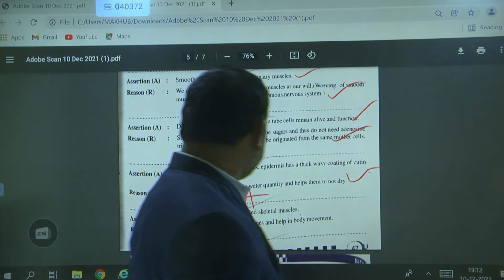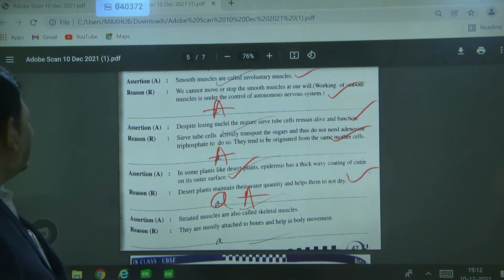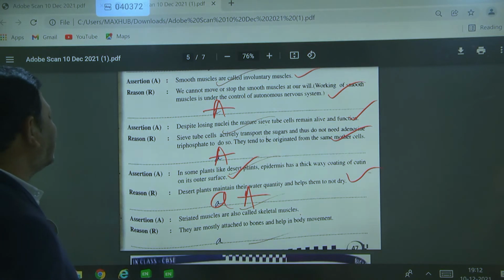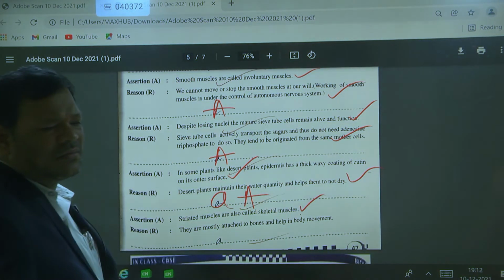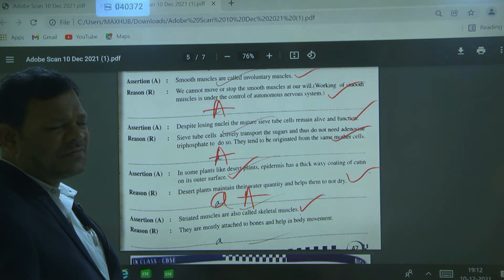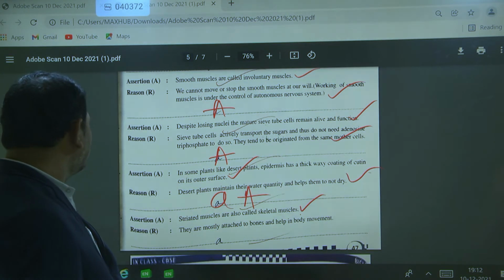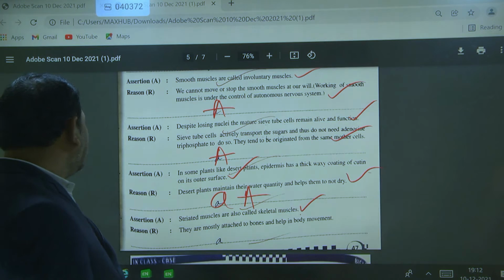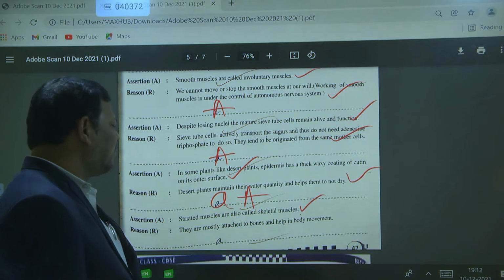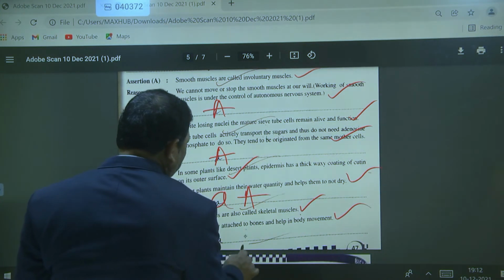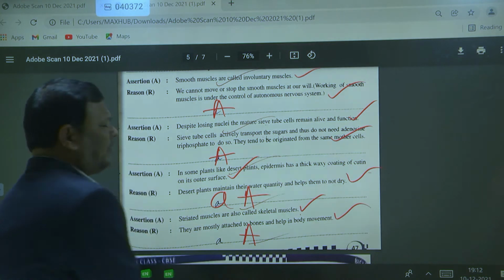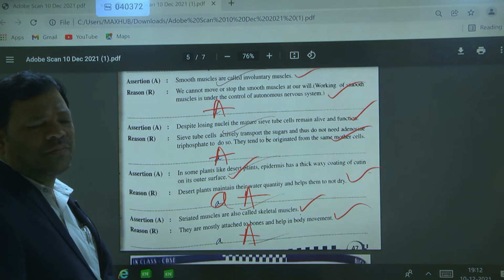Next question. Striated muscles are also called skeletal muscles. True or false? True. They are mostly attached to the bones and help in body movement. So option A.